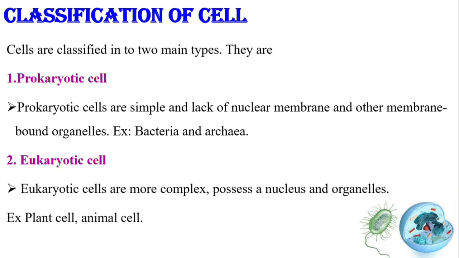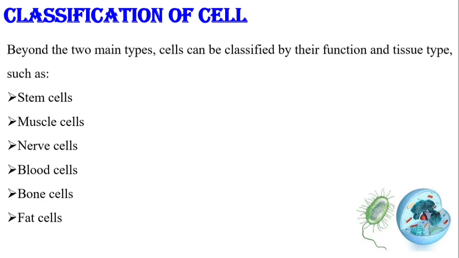Classification of cell. Cells are classified into two main types. They are the prokaryotic cell and the eukaryotic cell. Prokaryotic cells are simple and lack a nuclear membrane and other membrane-bound organelles. Examples of prokaryotic cells are bacteria and archaea. Eukaryotic cells are more complex and possess a nucleus and organelles. Examples are plant cells and animal cells.